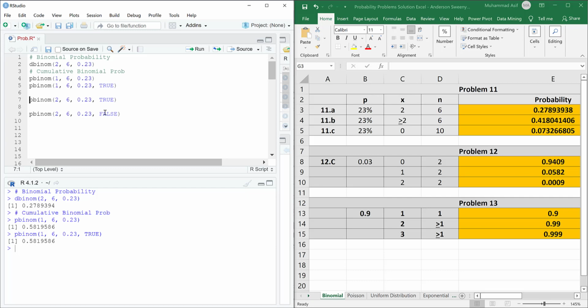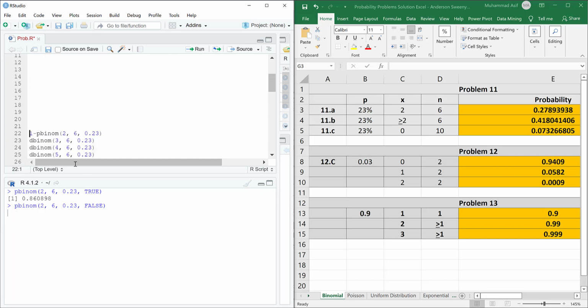And let's say, for example, this one was the cumulative probability of 2. Let me run it, let me clear this one. This one's probability is 0.86, and when I run the false one, then that is 0.13, and the total is equal to 1.